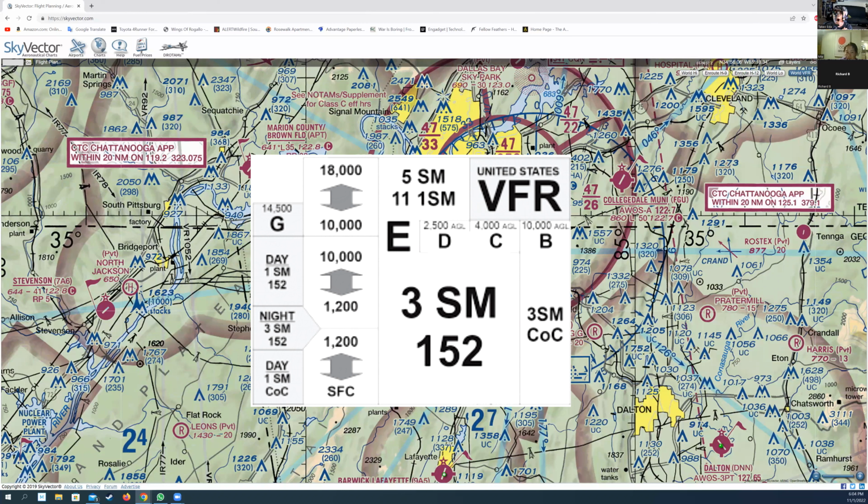Now, do you remember what the cloud clearance is required? Is it 500 below and 1,000 above? And I forget what the side to side is. Is it a mile to the side? Easy way: have you ever heard of an airplane called a Cessna 152? So that's the easiest way to remember it. 3-152. So now that you've heard that, what's the horizontal distance requirement?